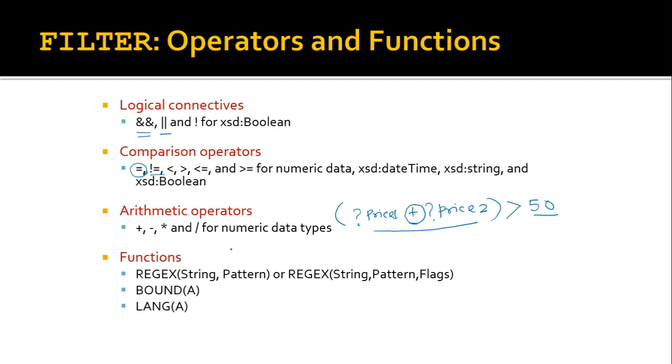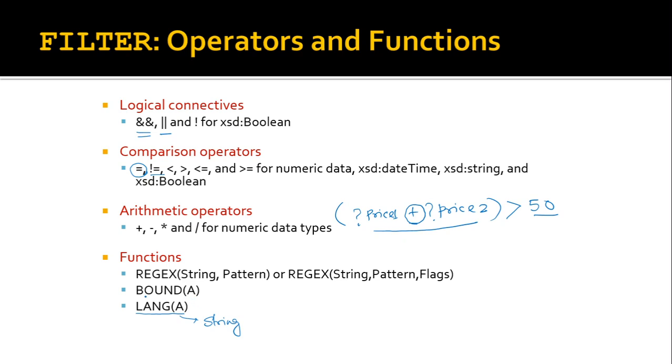We can use different functions, right? We have already observed that we can use the lang function to see what kind of language tags are annotated with a particular string, right? The argument to the lang function is a string, so it should always be a string, right?